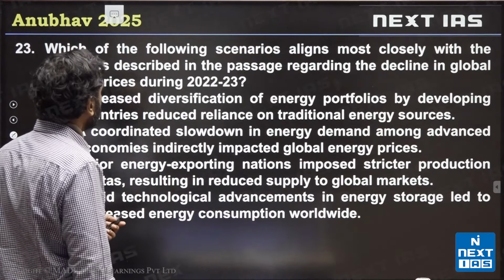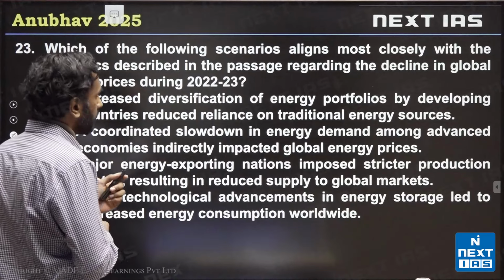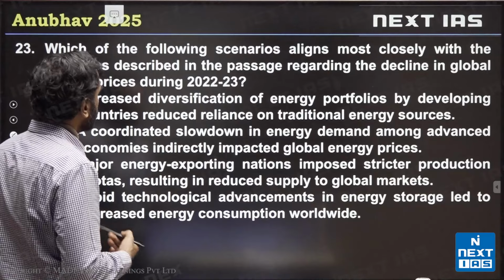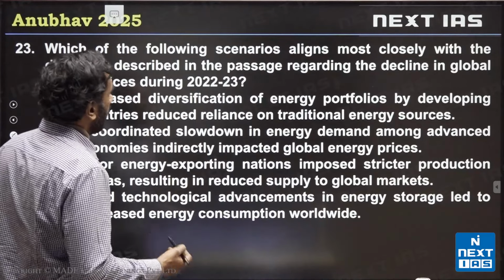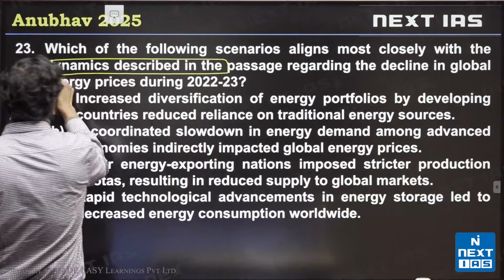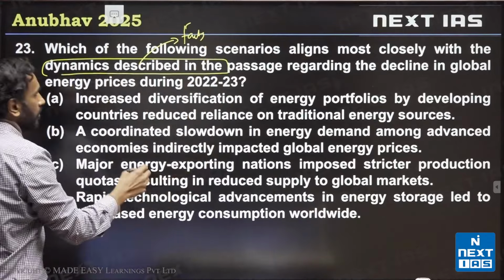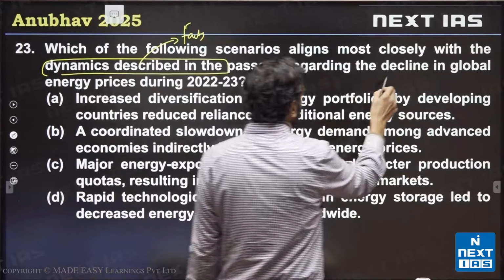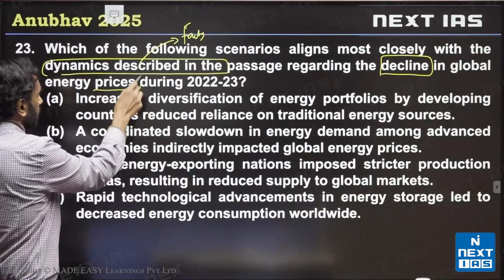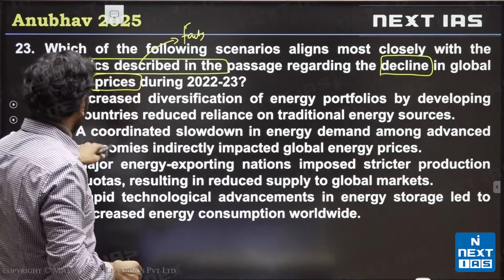Passage 3 question is, in the following scenarios, which aligns most closely with the dynamics described in the passage regarding the decline in energy prices during 22-23? So based on facts in the passage, we want to infer what connection we can make of the decline in global energy prices, right? So based on facts in the passage is what I wanted to highlight for you.